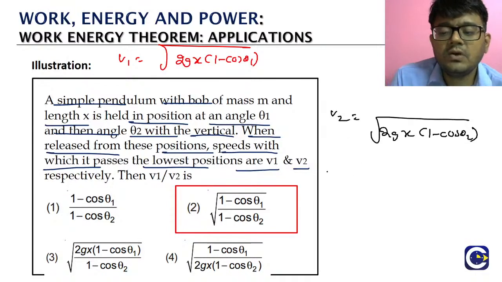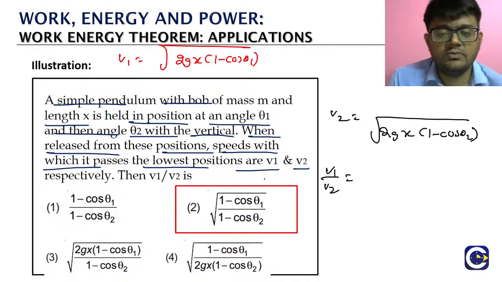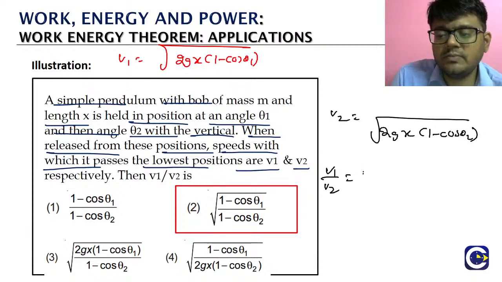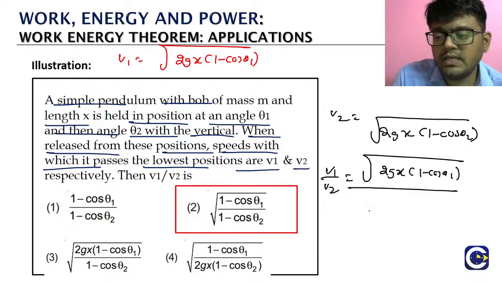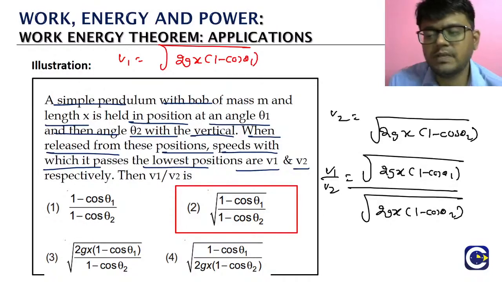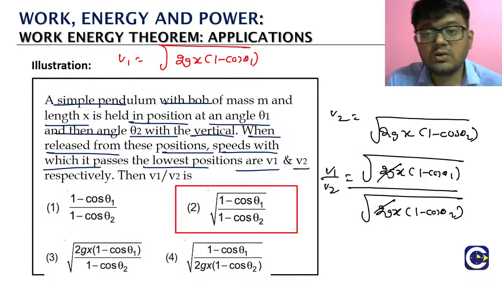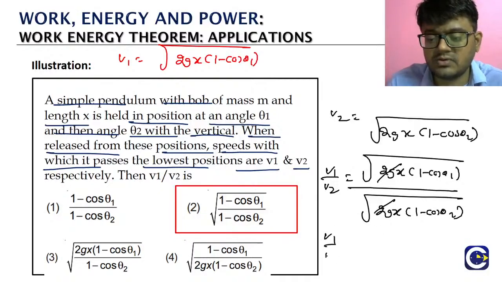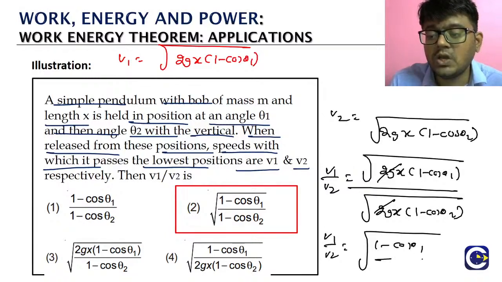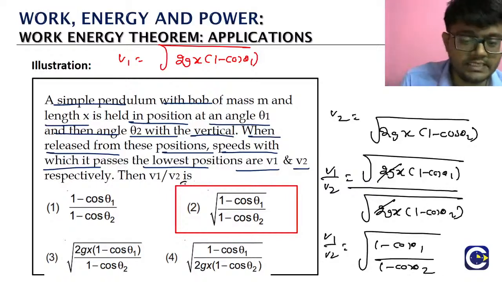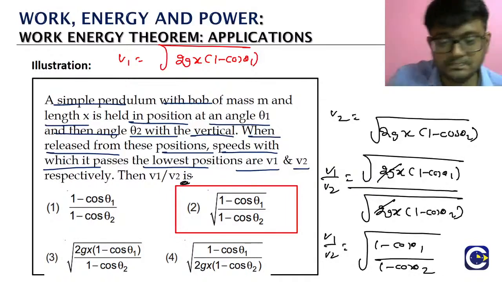Now look, what is the ratio of v1 by v2? Ratio of v1 by v2 means root of 2gx into 1 minus cos theta 1 divided by root of 2gx into 1 minus cos theta 2. Look here, 2gx will cancel, but we should not cancel the root. That is a mistake some people make. You must remember that. We should not make such simple mistakes. Okay? So finally it is root of 1 minus cos theta 1 divided by 1 minus cos theta 2. Then what is the answer for this? Option 2.